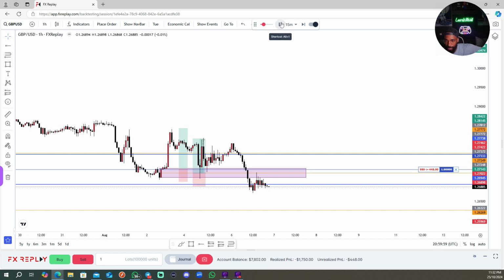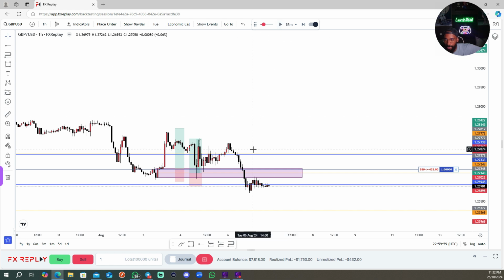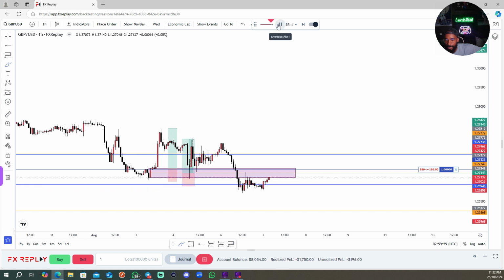So now, because price is beneath this zone, we're not going to take any trades beneath the zone. We would need price to push back up and then come back down in order for us to buy this, okay? That's what we would need to do, guys. So let's kind of speed this up. Let's see what happens.